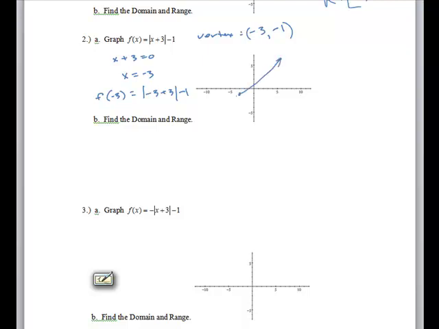And once again, the shape of the graph will still be exactly the same. The domain, still negative infinity to positive infinity. The range, however, does change. For this example, the lowest value on the y-axis is negative 1. So the range begins at negative 1 and goes to positive infinity.